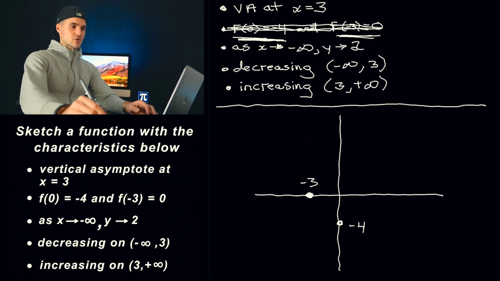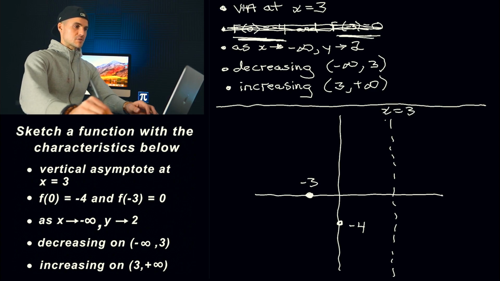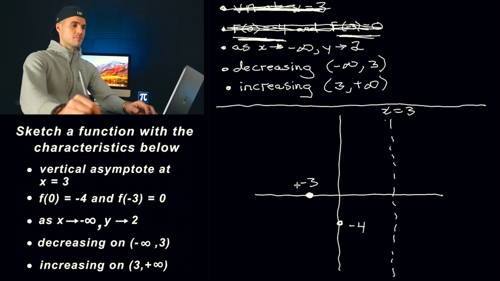Next, vertical asymptote at 3. So again, not too much flexibility there. Vertical asymptote is a fairly concrete characteristic, so I'm going to just draw a dotted line there. And now these other characteristics, we have a little bit more flexibility.